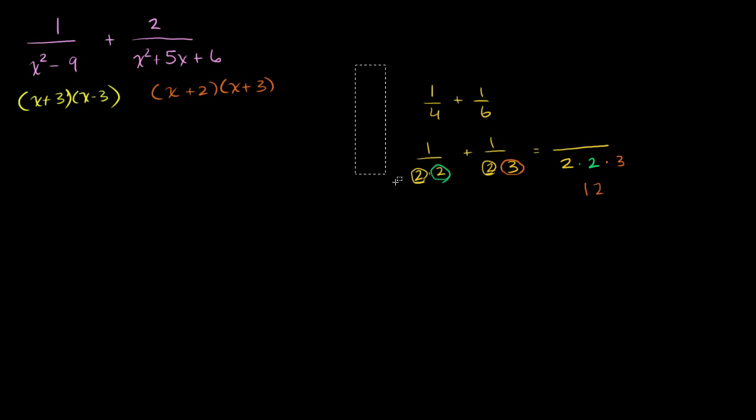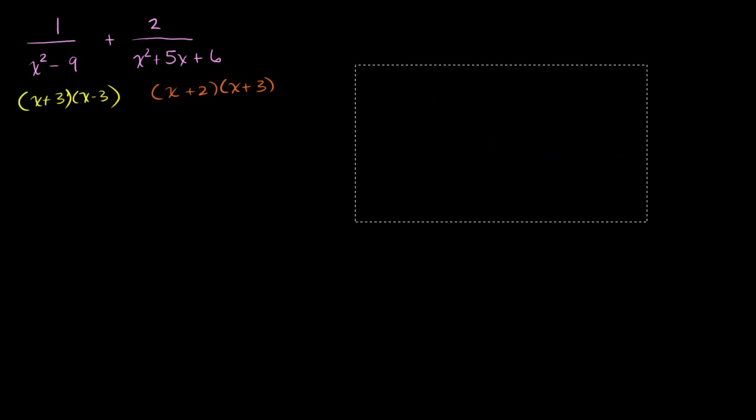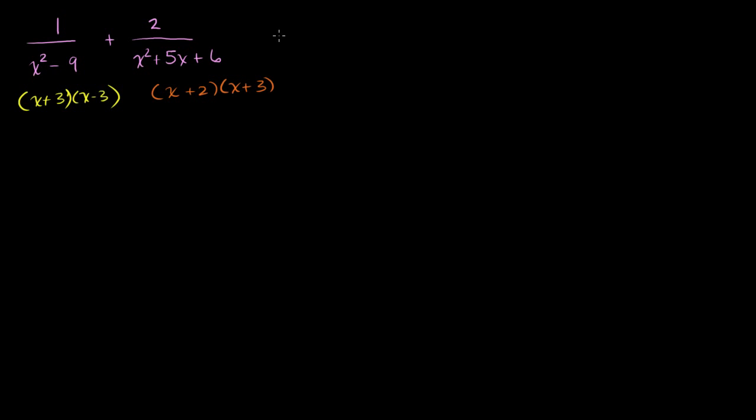Let me clear up this real estate over here. What's our common denominator going to be? It's going to have an x plus 3 in it, and that takes care of this x plus 3 as well. It's going to have an x minus 3 in it. And it's going to have that x plus 2 in it.